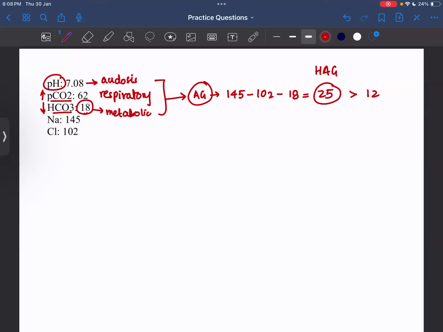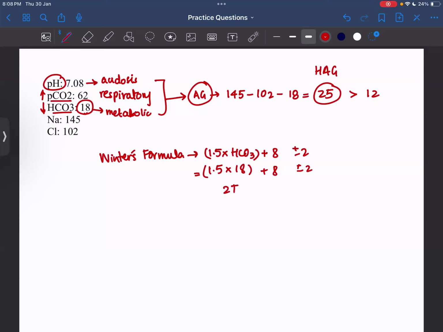The next step, once you have metabolic acidosis: first step, anion gap. The second step, compensation. Compensation would be through Winter's formula. So this is our Winter's formula. 1.5 times bicarb plus 8 plus minus 2, okay? 1.5 times the bicarb, which is 18, plus 8 plus minus 2. Let me use a calculator real quick because clearly I'm struggling with the maths. 27, hold on. Sorry, 27 plus 8, 35 plus minus 2. And the range would be anywhere from 33 to 37.